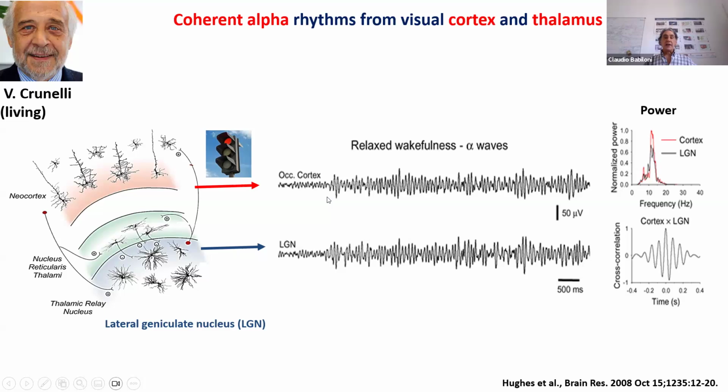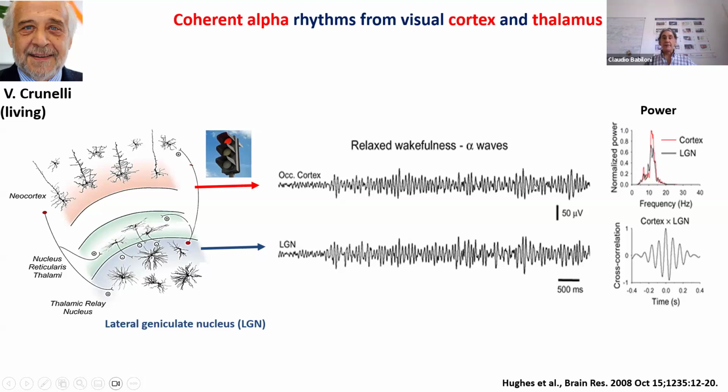In this case, you see results from recordings from visual cortex and thalamus of cats during relaxed wakefulness in the animals. And you see that from occipital cortex, he could record a clear alpha rhythm. You see in the bottom the time scale, 500 milliseconds in this segment, and the amplitude 50 microvolt.